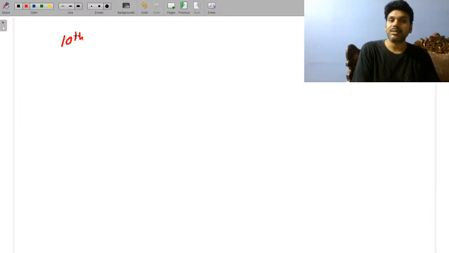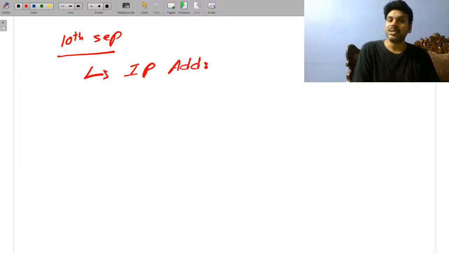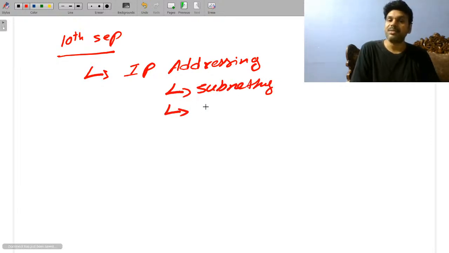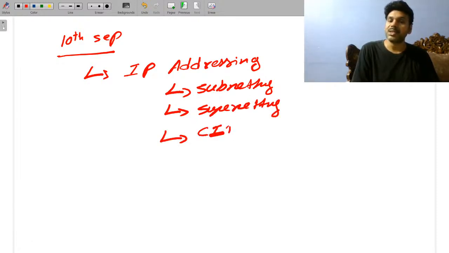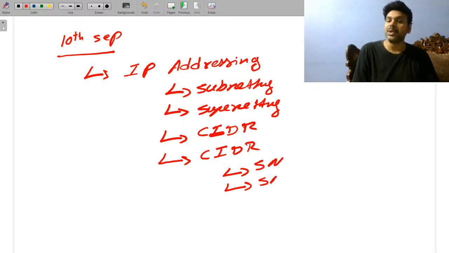Then day after tomorrow onwards, we are going to start IP addressing. So on 10th September, we are going to have IP addressing, which I am going to take around 6 to 7 sessions. It consists of subnetting. Don't miss IP addressing, as I am Cisco certified. Then you have supernetting here. And also I'm going to discuss the CIDR notation, and in CIDR how you can do subnet and how you can do supernet.